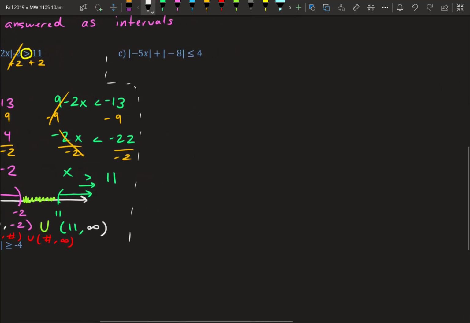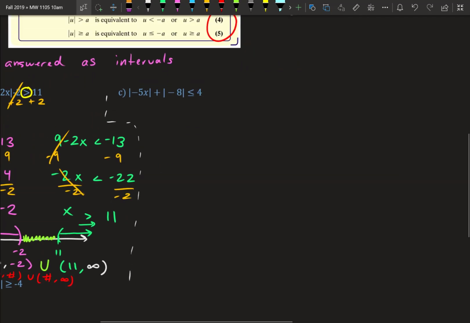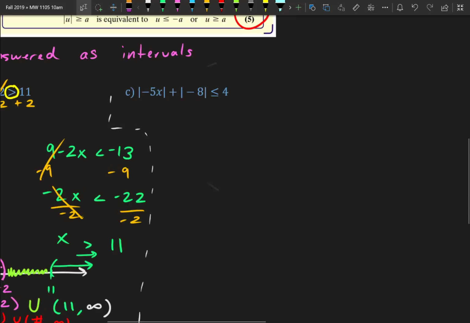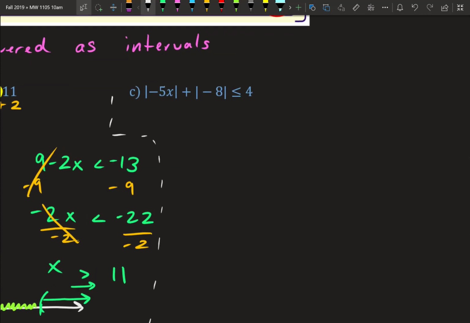Alrighty, part C. So this is a less than. So since we see it's less than, if this works out, they go together. So first things first, let's simplify. We simplify because we know the absolute value of 8, or excuse me, -8, it's 8. Now we isolate.